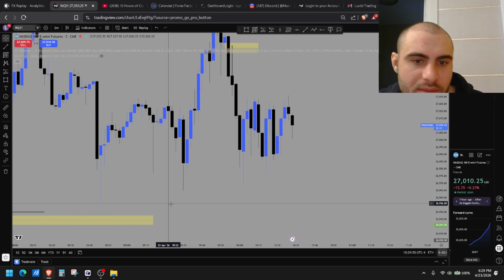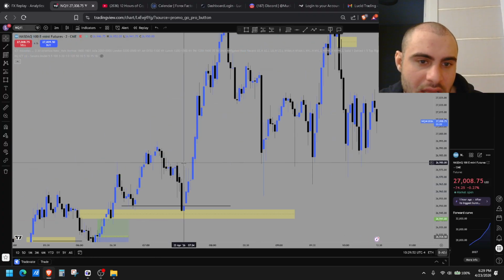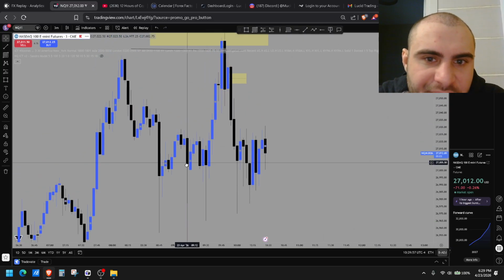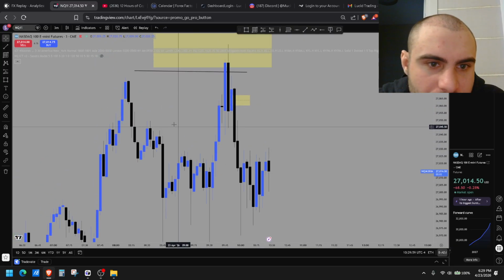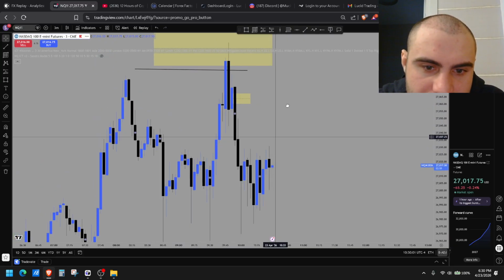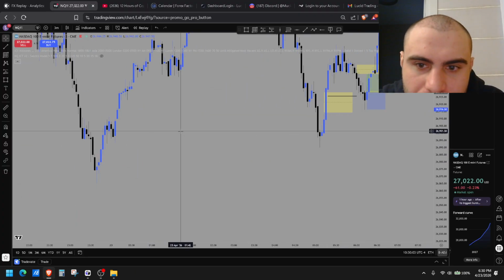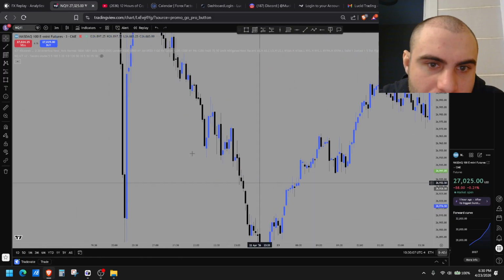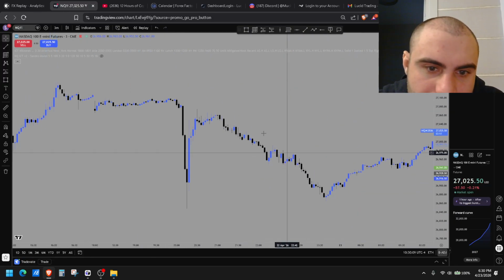Here, this is just chop. I don't want to trade that. Nobody wants to trade that. The 3-minute EOB is my personal favorite. It's just where I find the most trades. Let me try to cherry pick here.